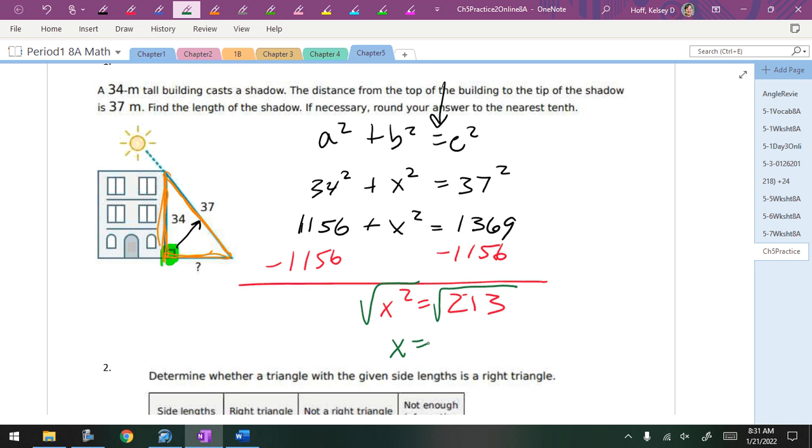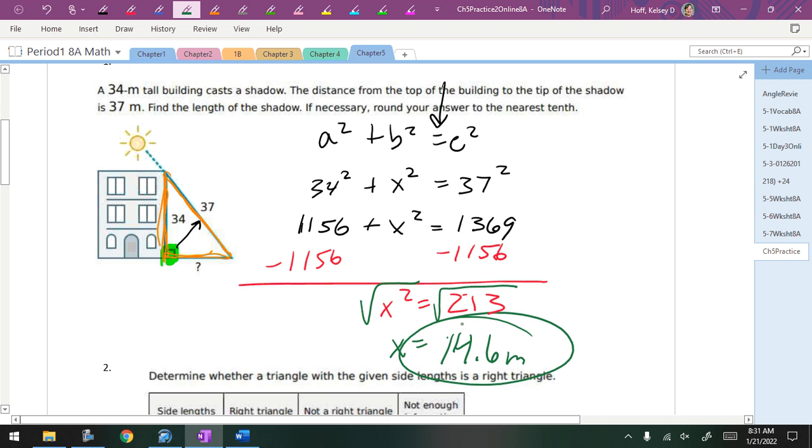So what we talked about yesterday. You got 14 point what? 14.6. What would my label be? It doesn't show it in the picture, but meters. Nicely done, you guys. Okay, so we look at the next problem. Or sorry, I should back up. Any questions on that one? You guys are really good on that.